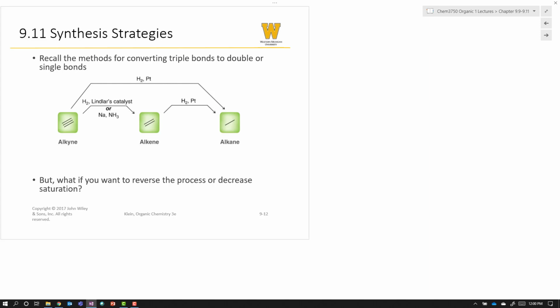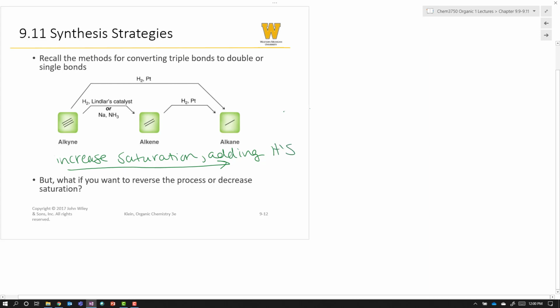So going from alkyne to alkene to alkane, we're increasing saturation because we're adding hydrogens. So I'm going to put it down here, increase saturation as we go this way because we're adding hydrogens. That's what it means when you're increasing saturation. And so we have H2 and platinum, a hydrogenation reaction or a reduction reaction.